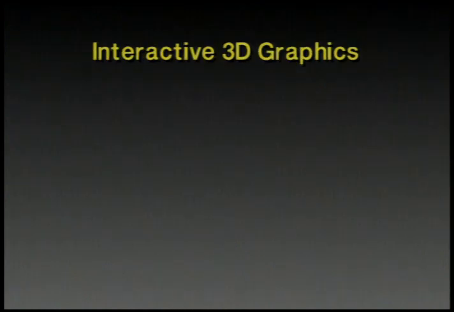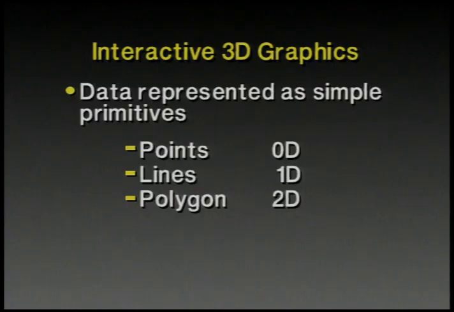There are many ways to do 3D interactive graphics. Today we'll talk about graphics based on three simple types of primitives: points, lines, and polygons. Though all three primitives are defined in three-dimensional space, none is actually three-dimensional. Points have 0 dimensions, lines have 1 dimension, polygons have 2 dimensions.